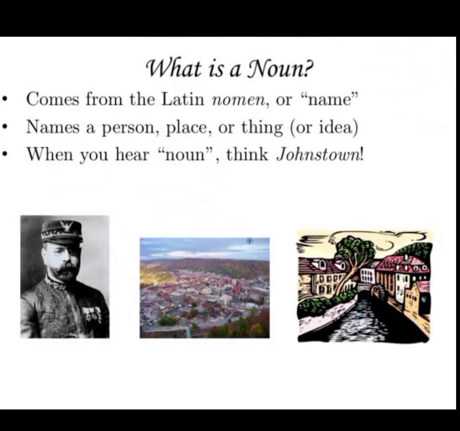All right, to begin with, what is a noun? Well, the word noun comes from the Latin word nomen, which means name. So basically, a noun is a name for something. It names a person, place, or thing, or idea. When you hear noun, here's your mnemonic. Think Johnstown, because John is a person. This is John Philip Sousa. A town is a thing, and Johnstown, Pennsylvania is a place. So when you hear noun, think Johnstown. Anything that you can cover under Johnstown is probably a noun.